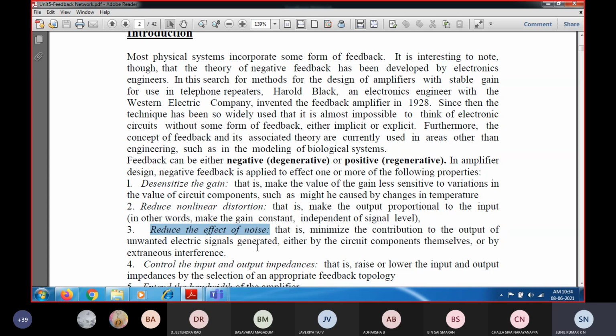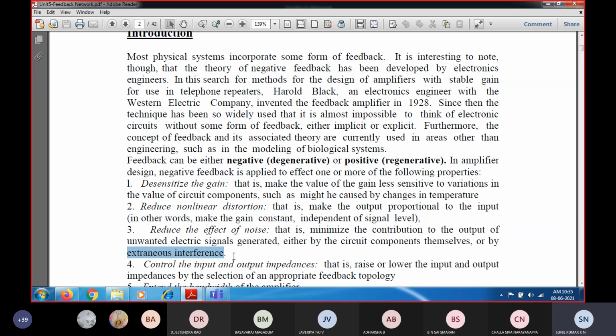So on employing negative feedback, it is going to reduce the effect of noise signals present inside the circuit. That is the importance of the third important property of negative feedback. It is going to reduce the effect of noise, that is, minimize the contribution to the output of the unwanted electrical signal generated either by the circuit components themselves or by external interference. Extraneous interference means that when you are connecting one component with another, there can be component glitches or something like that.